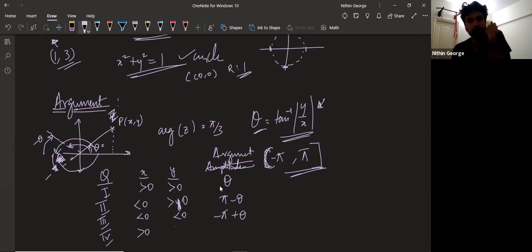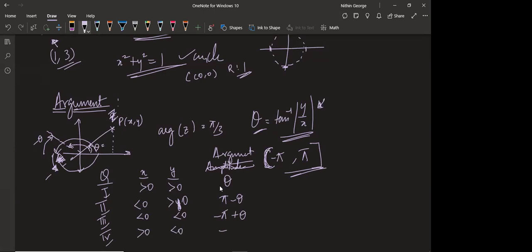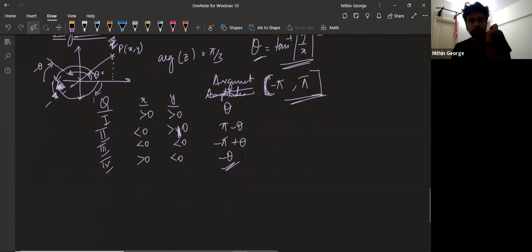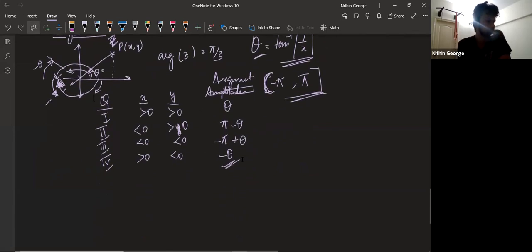X is greater than 0 and y is less than 0. You will get minus theta here. So remember, this way is anti-clockwise, that's a positive angle. This way is clockwise, which is a negative angle.